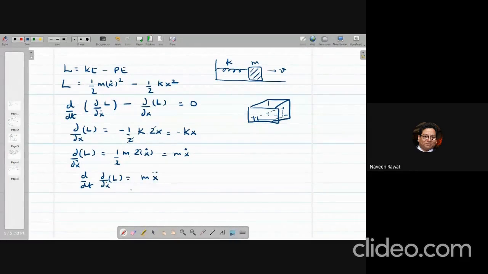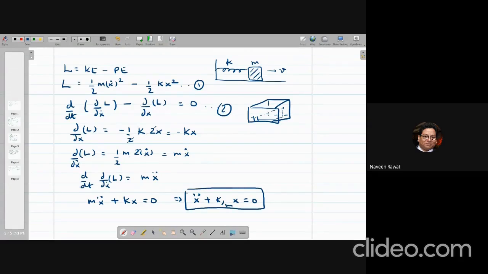Now look at this equation. When I plug all these values into equation 2, the first term is m x double dot, and I have a minus times minus kx, so I get plus kx equal to 0. Or I can write this as x double dot plus k by m x equals 0. And now you see, we have again found our equation of motion.